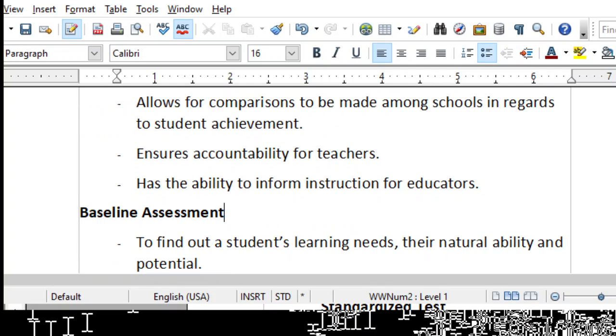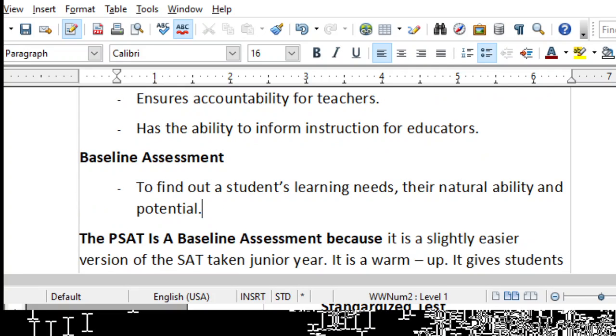All right, baseline assessment. A baseline assessment is to find out a student's learning needs, their natural ability, and potential. You've taken 2 baseline assessments in my class so far, and the PSAT is another example of a baseline assessment, just to find out your learning needs, to find out what it is that I need to teach you or keep teaching you until you grasp the concept.